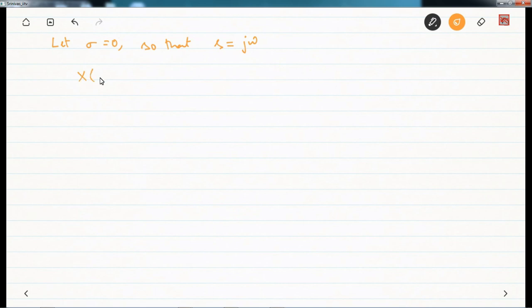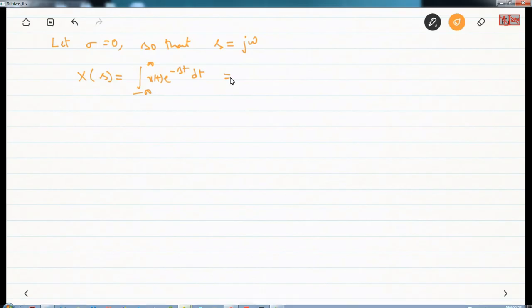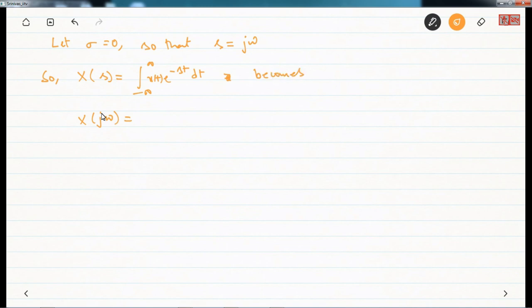Then what happens to our Laplace transform? The Laplace transform is this. So I'm just writing the Laplace transform again, the integral of x(t) e^(-st) dt. That becomes X(j omega), which is the integral from minus infinity to plus infinity of x(t) e^(-j omega t) dt. Simply, I have substituted s equal to j omega. See, s is in general a complex number, sigma plus j omega, but I just put the real part of s equal to 0. Then it became, what is this? This is the Fourier transform of something.